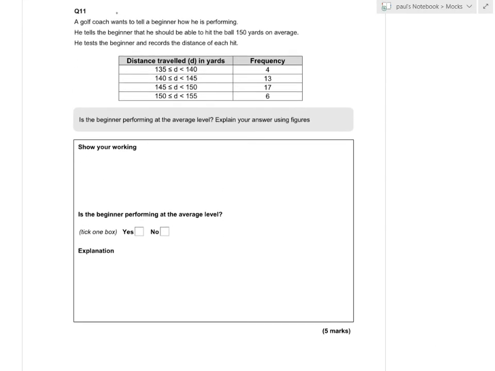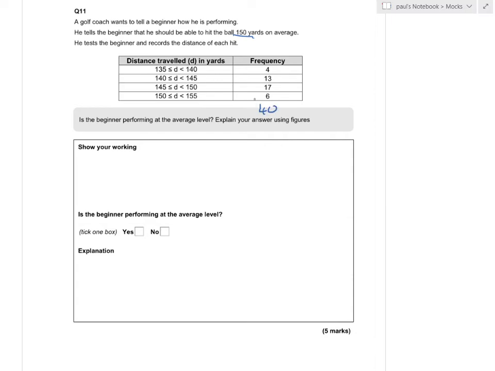A golf coach wants to tell a beginner how he's performing. He tells the beginner that he should be able to hit a ball 150 yards on average. He tests the beginner and records the distance of each hit. Is the beginner performing at the average level? So find frequency. This is how many times we hit the ball. So let's add that up together, yeah? So 4 and 13 and 17 and 6 equals, so we hit the ball 40 times.